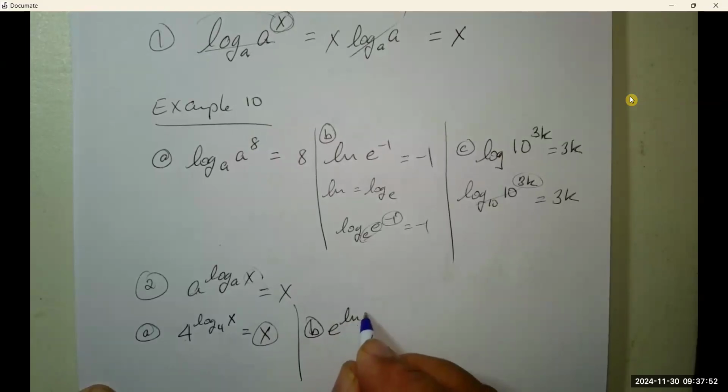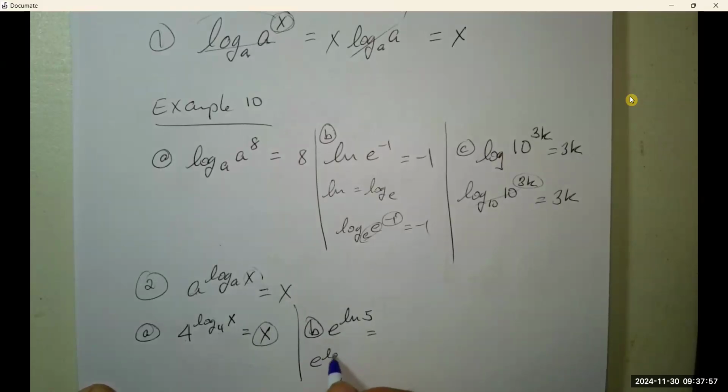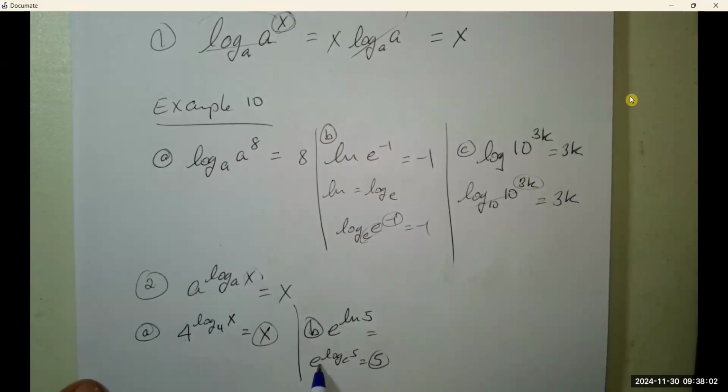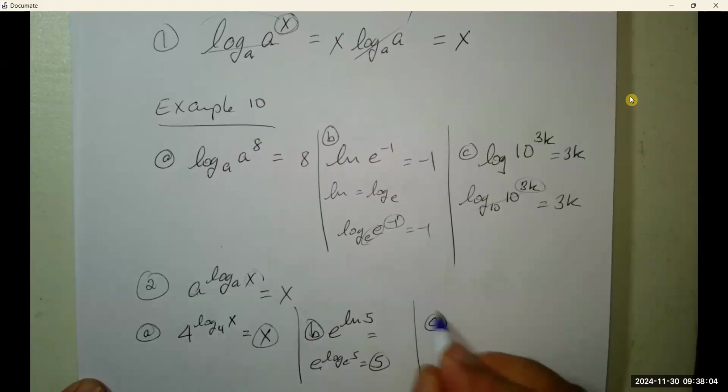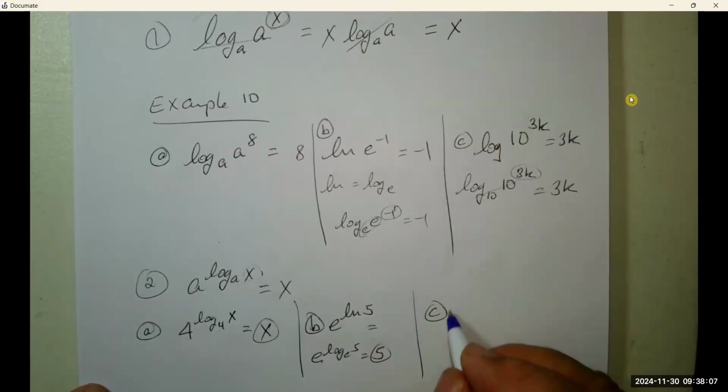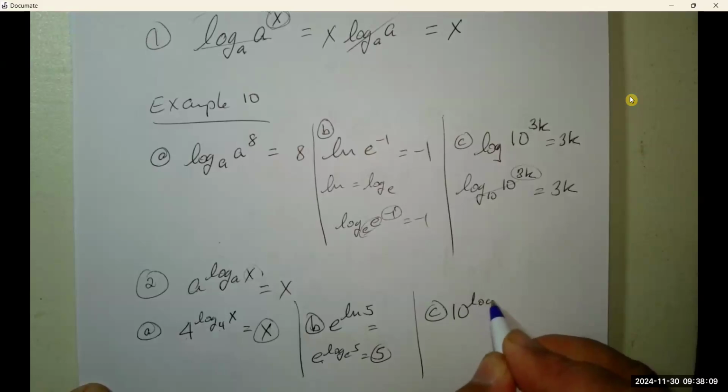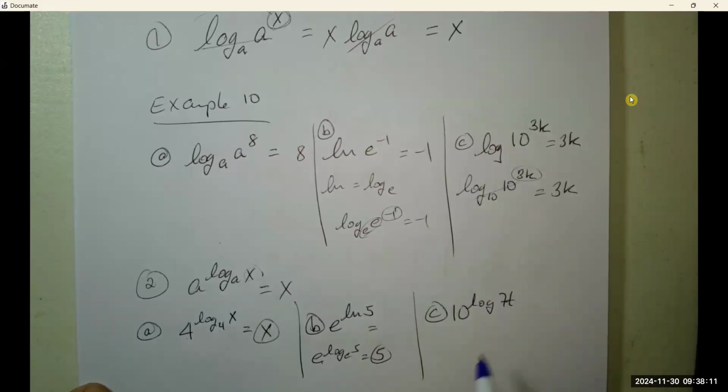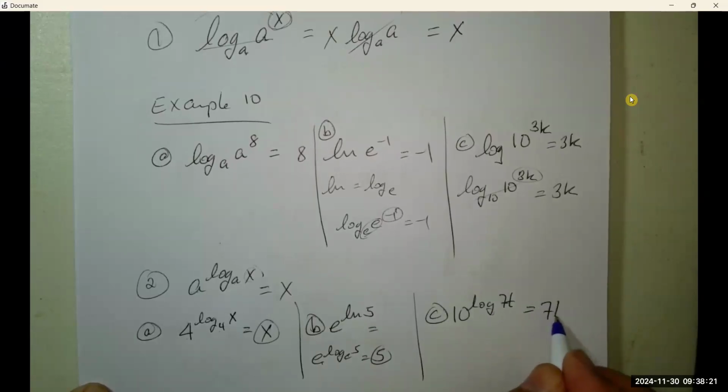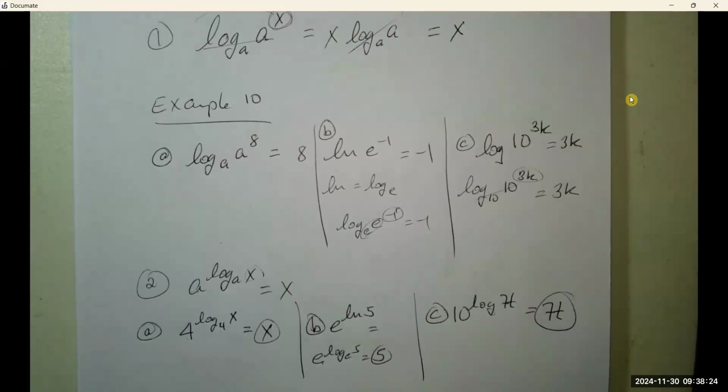E, e to the ln 5. Since it's e to the log base e of 5, the answer is 5. Those are the same bases. 10 to the log 7t. This is 10 to the log base 10 of 7t, so it equals 7t. All right, that's the end of that section.